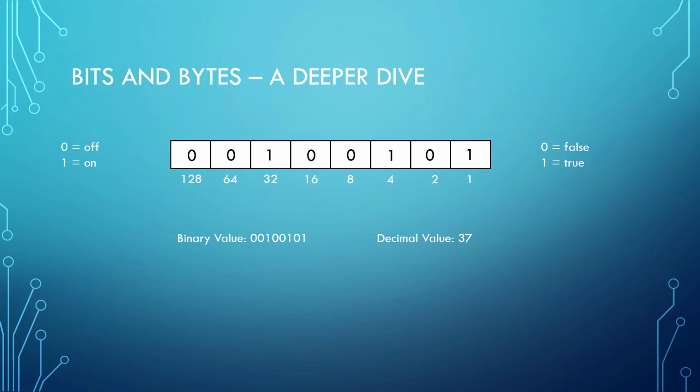Remember, I told you that a byte was comprised of 8 bits. And in one byte, you could represent any number from 0 to 255. Well, this is how it's done.